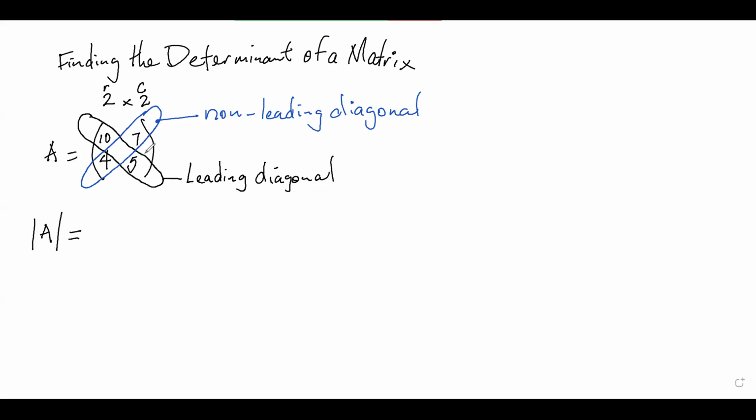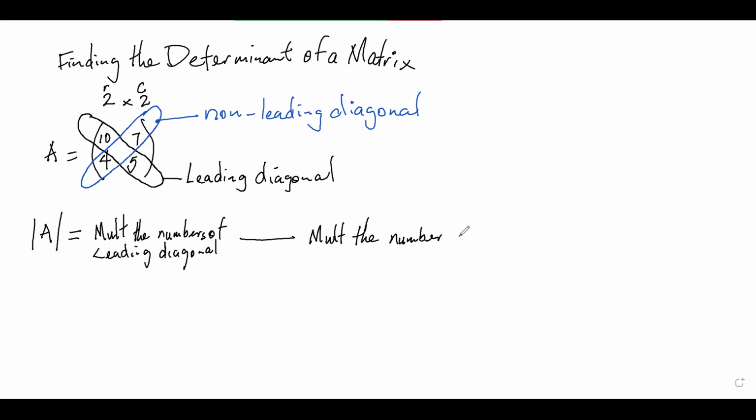So we multiply the numbers of the leading diagonal, and we subtract it from when we multiply the numbers of the non-leading diagonal. All right. So let's go.